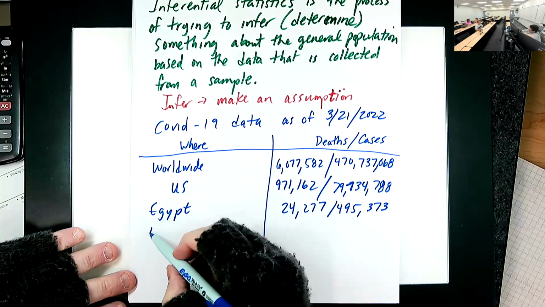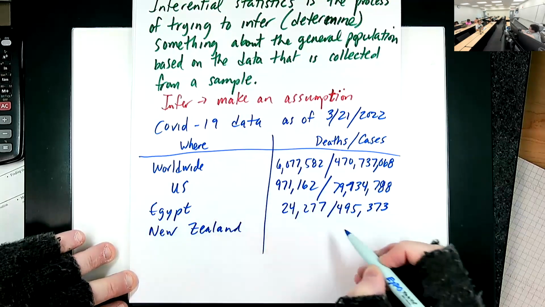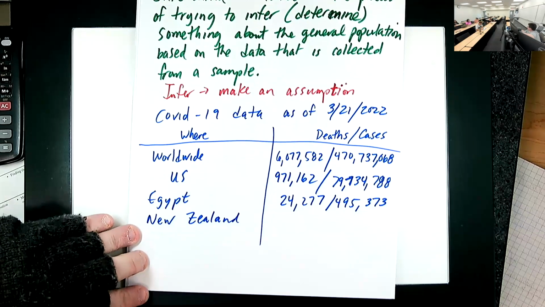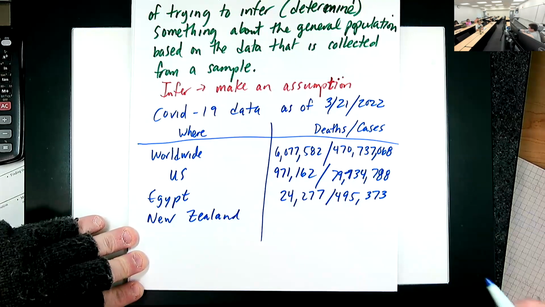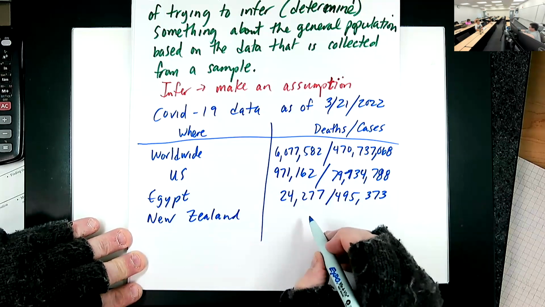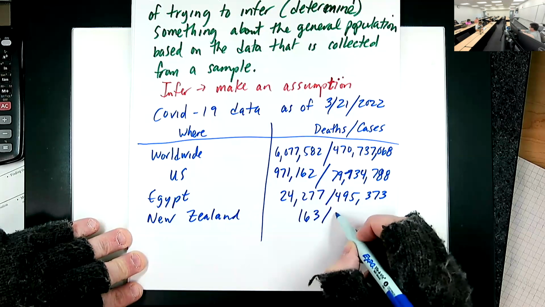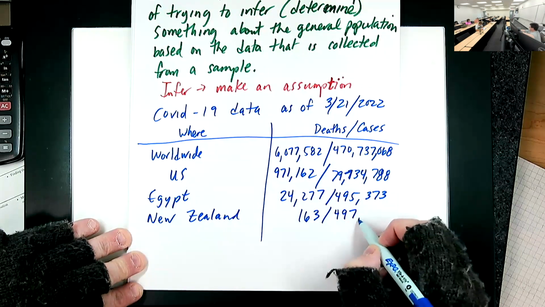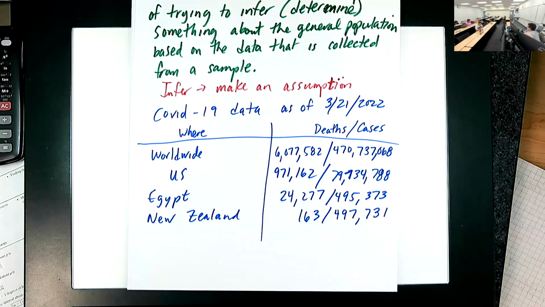I'm going to throw in New Zealand because they were badasses. They said, fuck you guys, we're closing down everything. Close the ports, close the streets. You ain't leaving your houses. They had, in 2 years of COVID, 163 deaths. They had 497,000 cases, but only 163 deaths. They locked that down fast.